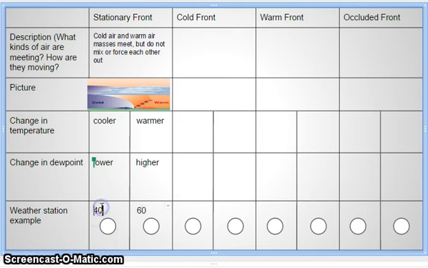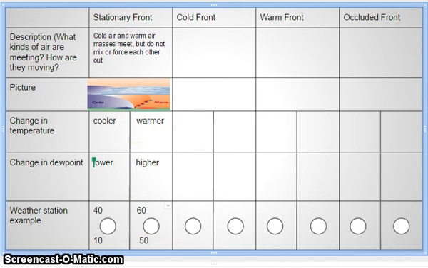Now you're also going to need to make a dew point temperature. Dew point always goes in the bottom left. So if we have a low dew point, then we need to keep this temperature low. And if we have a higher dew point, we're going to get that temperature a lot closer to where the temperature already is. So the dew point here, let's make it 50. So that's how your stationary front column should look.